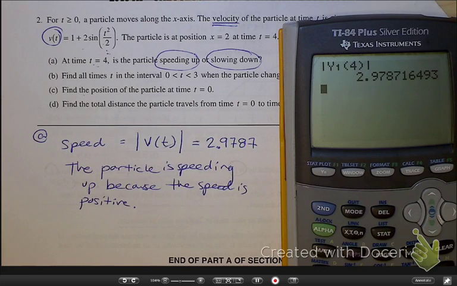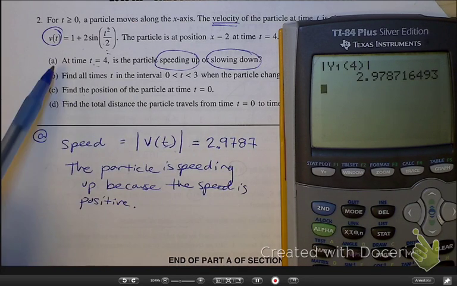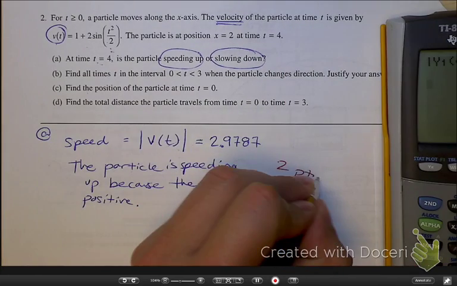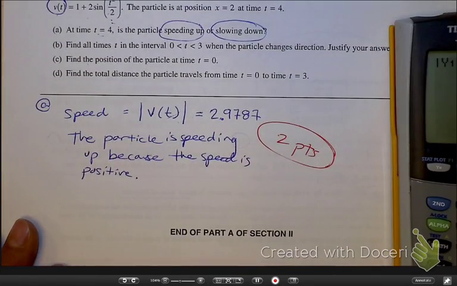Now, for these calculator questions, you have to be careful. You don't have to show a lot of work, but you do need to show enough work that you know what you're talking about. You need to show that you're talking about the absolute value of v of t, or at least show that the velocity and acceleration are the same sign or different signs. If they're the same sign, you can say it's speeding up, and if they're different signs, you can say it's slowing down. Make sure you show enough to prove you understand what you're talking about.